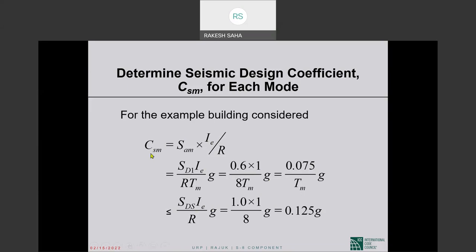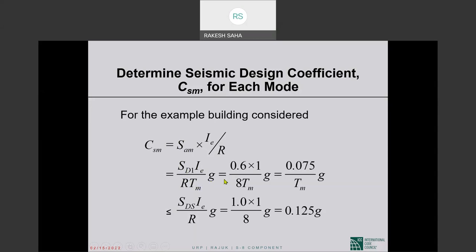Anyway, so modal base shear coefficient is modal spectral acceleration multiplied by I by R. The modal spectral acceleration, if we go with the ASCE 7 spectrum, would be, remember, the descending branch is S sub D1 divided by RT, and the flat top is S sub DS over R. Okay, so the spectral acceleration would be S sub D1, I over R is always there, divided by T. We will use the modal period to find the modal base shear or the modal response coefficient.